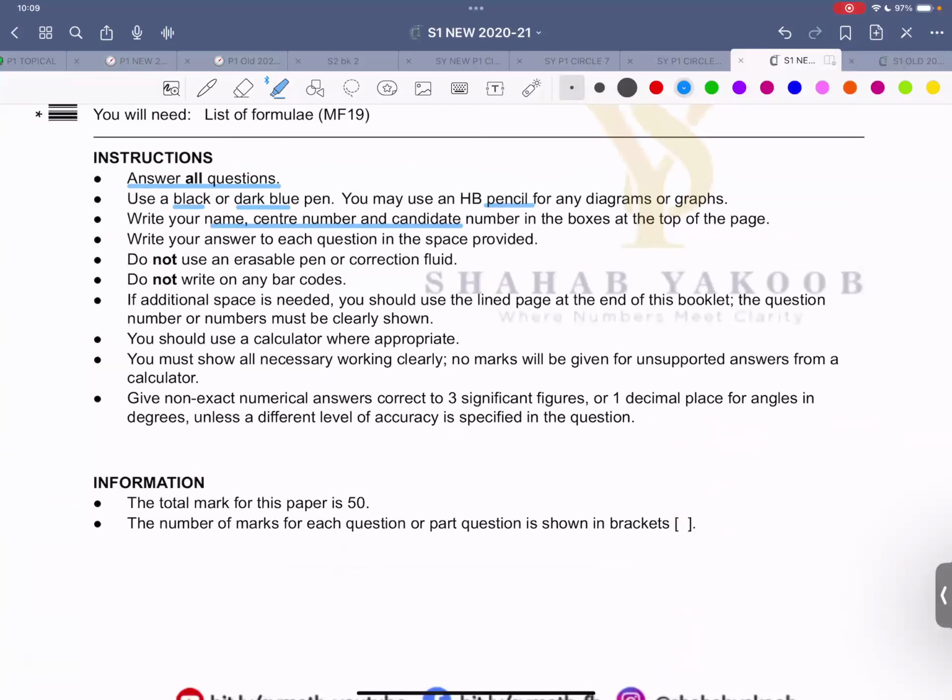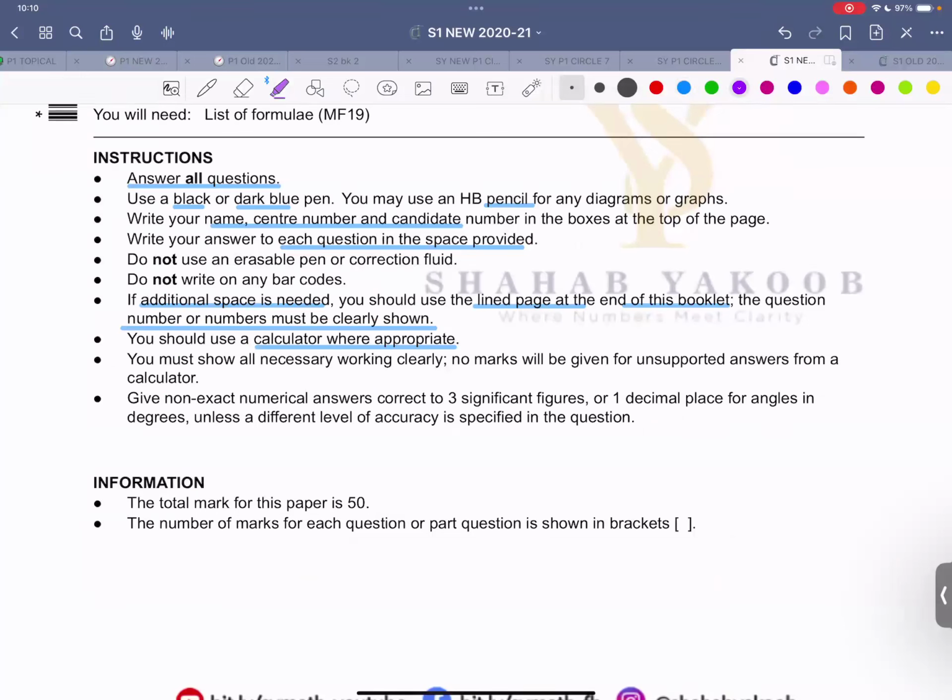Write your answer to each question in the space provided. Do not use erasable pen or correction fluid. Do not write on any barcodes. If additional space is needed, you should use the lined page at the end of this booklet. The question number or numbers must be clearly shown. You should use a calculator when appropriate. That means you don't have to always use a calculator, only where appropriate.